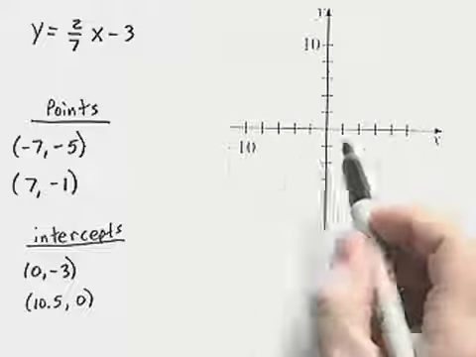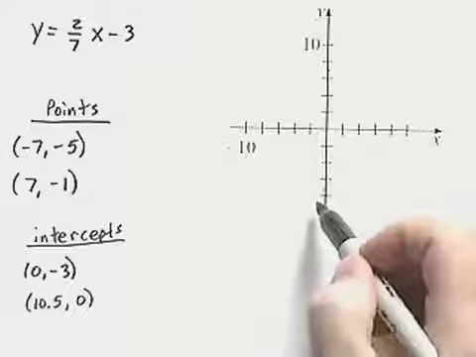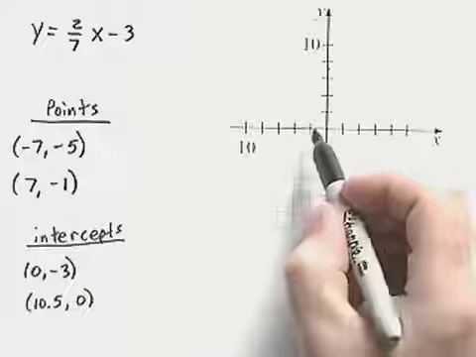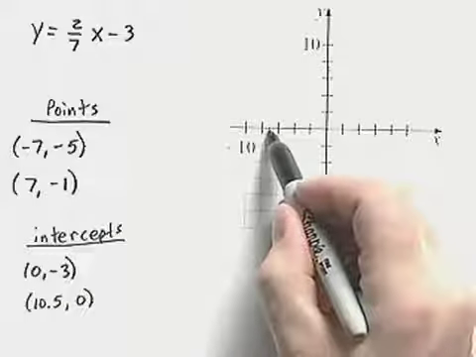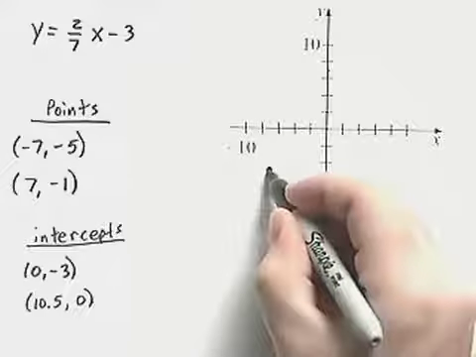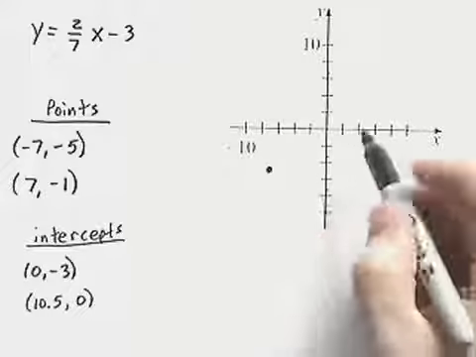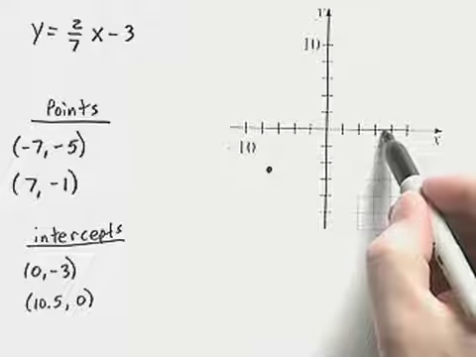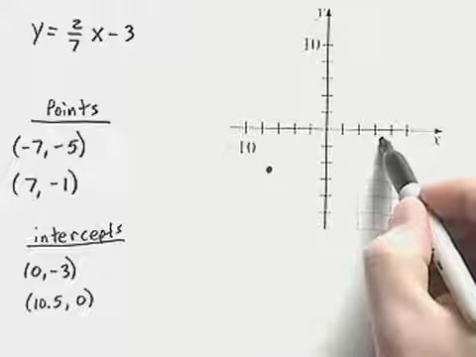Here we have a scale of 2, both in the x and y direction. So if we want to plot the point negative 7, negative 5, we're going to go 2, 4, 6, 7, and then 2, 4, 5. So here we're at negative 7, negative 5. Plot the point 7, negative 1, we'll go 2, 4, 6, 7, and then negative 1 put us down here.